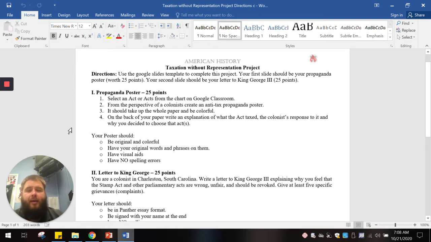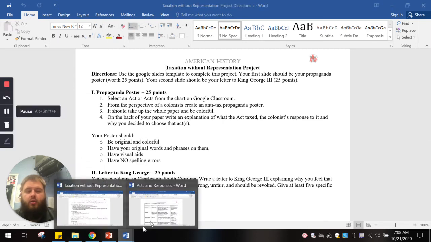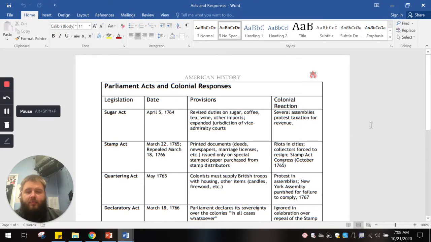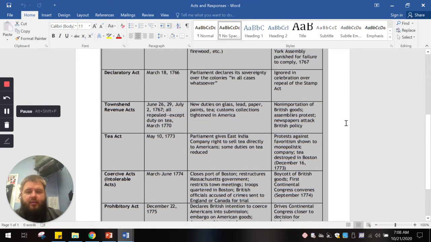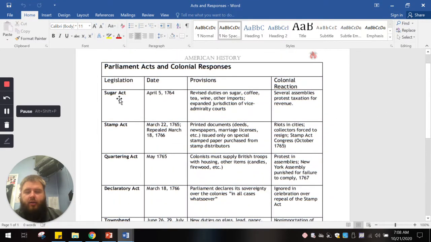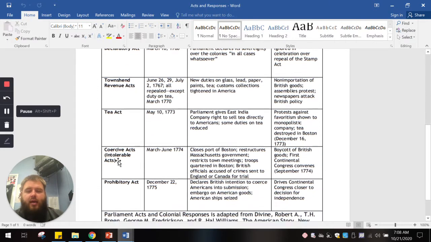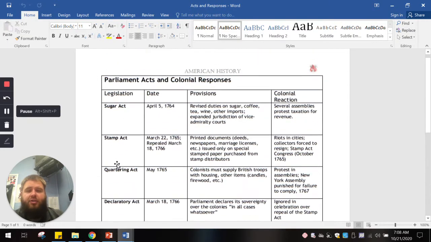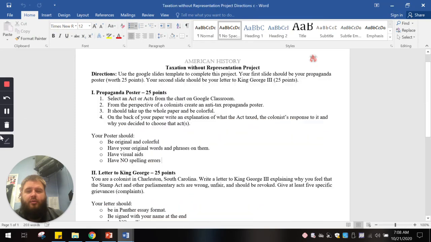On the propaganda poster, I want you to pick one of the acts that we've talked about already in class. There is a document on the assignment and the assignment from the day previous that looks like this. We've talked about all these different acts. The only one that's not on here that we have talked about is the Navigation Act, and you can certainly use that one as well.